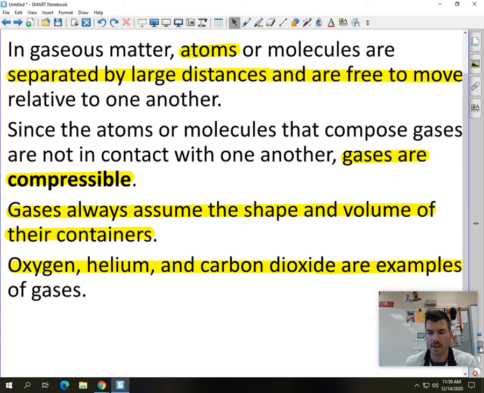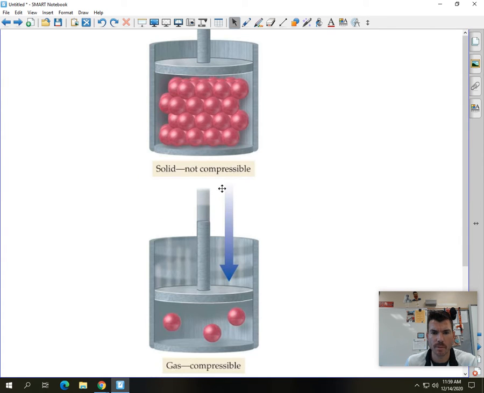So those are our solids, liquids, and gases. Here's a picture real quick of what we mean by compressible. You don't have to draw this, but solids, you can't compress that. But a gas, you could squash it down. So that's why gases go into canisters, and we have aerosols and things like that.